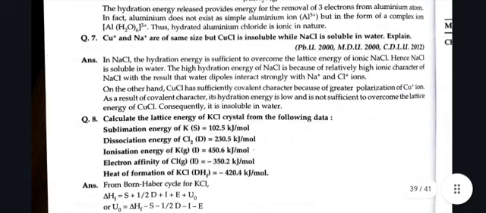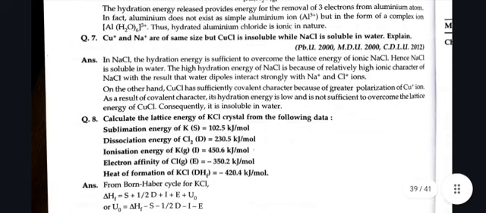The high hydration energy of NaCl is because of relatively high ionic character of NaCl, with the result that water dipoles interact strongly with Na+ and Cl- ions. On the other hand, CuCl has sufficiently covalent character because of greater polarization of Cu+ ion. As a result of covalent character, its hydration energy is low and it's not sufficient to overcome the lattice energy of CuCl. Consequently, it is insoluble in water.